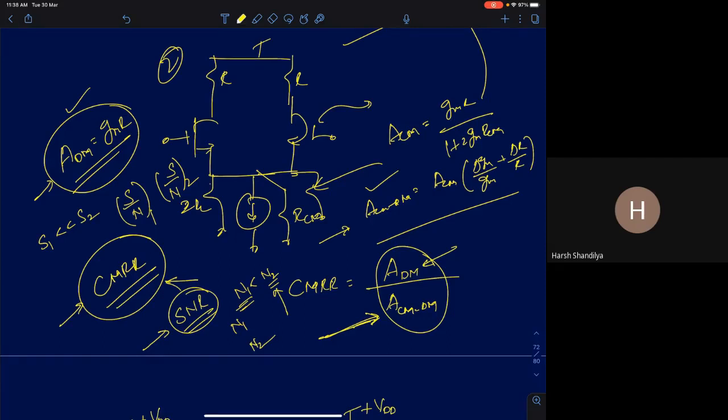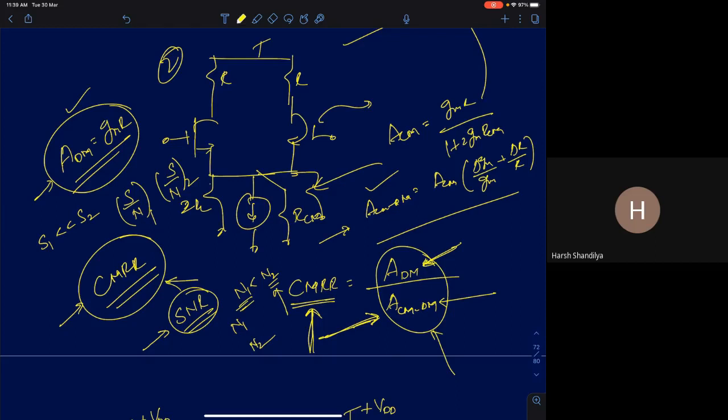So that is why ACM-DM alone doesn't suffice. You also need to know ADM, to tell how good an amplifier is as far as its common mode performance is concerned. That's why we need CMRR, the common mode rejection ratio. It is an additional parameter needed to characterize how well a differential amplifier responds to common mode inputs.